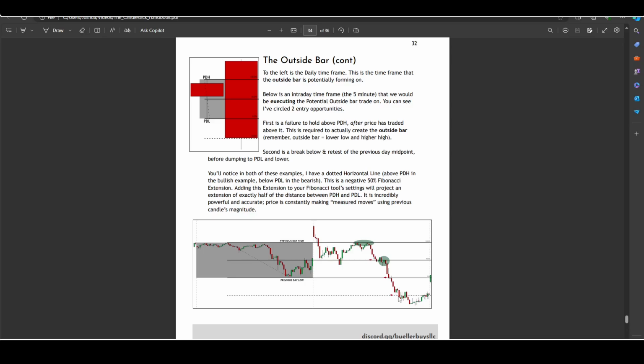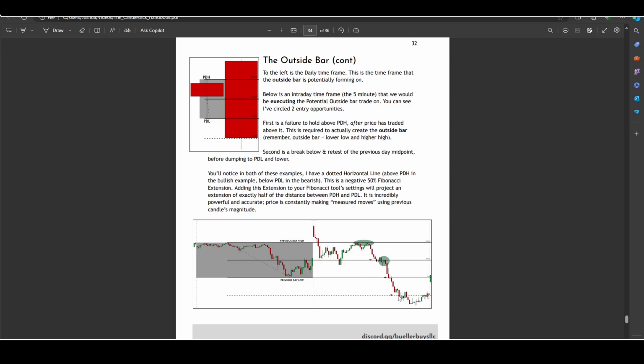You'll notice in both of these examples, I have a dotted horizontal line above the previous day high in the bullish example, below the previous day low in the bearish. This is a negative 50% Fibonacci extension. Adding the extension to your Fibonacci tool settings will project an extension of exactly half of the distance between the previous day high and previous day low. So it's taking half of this range, and it's moving invisible targets out further of your range.